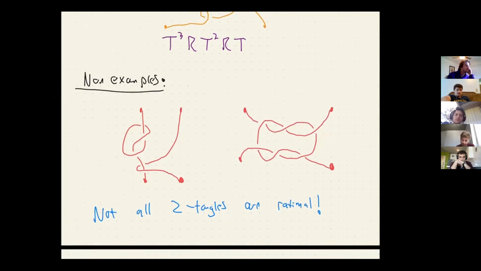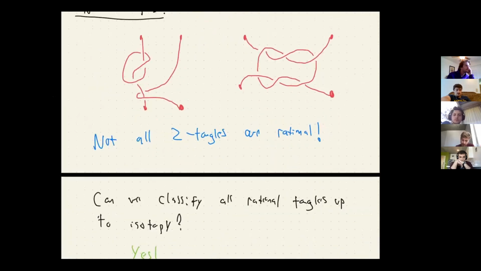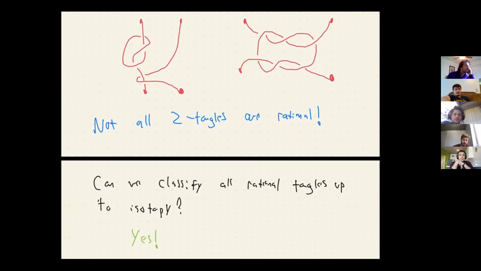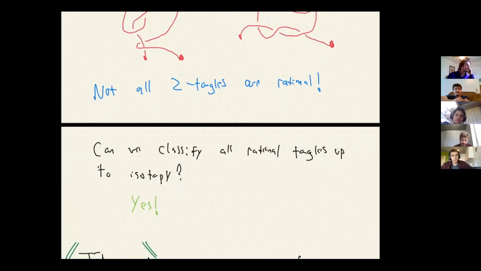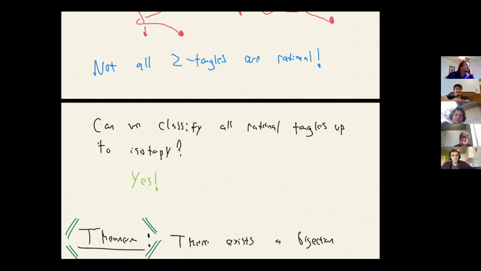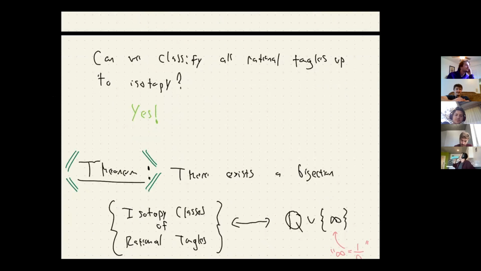So not all 2 tangles are rational, but rational 2 tangles are pretty nice. And what we'd like to do is classify all rational tangles up to isotopy. So what's maybe an algebraic invariant, or is there something that classifies rational tangles? The answer is yes. And this is where we have the big theorem that we're going to be digging into today.